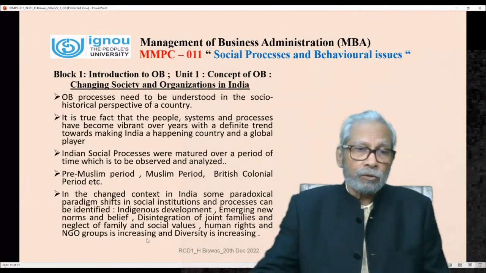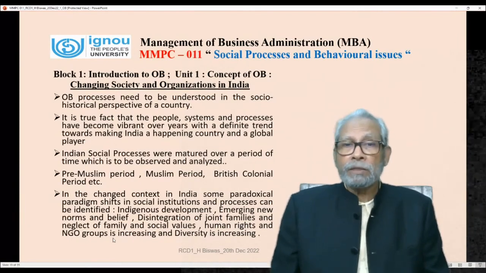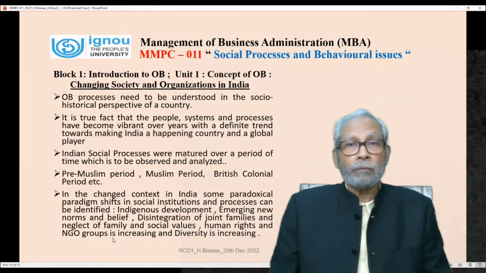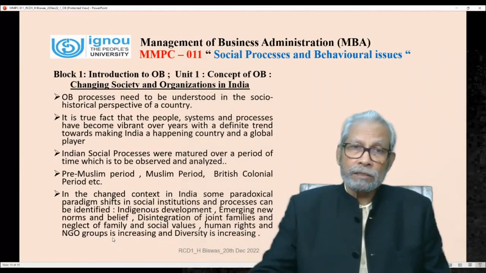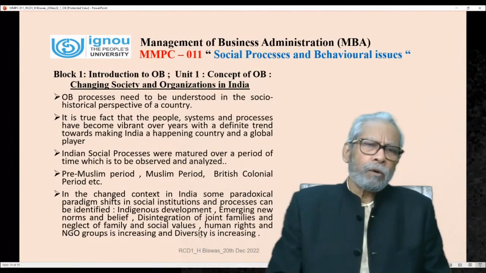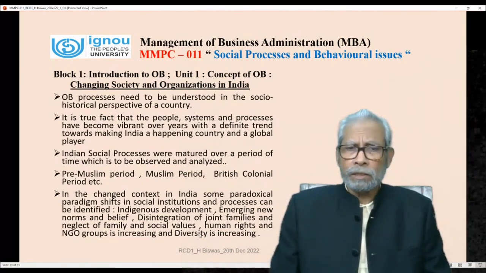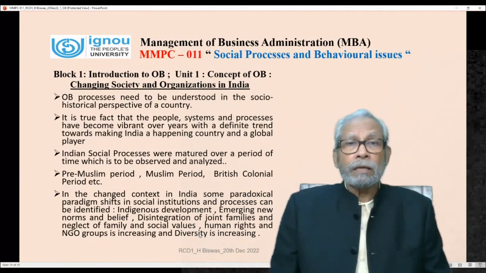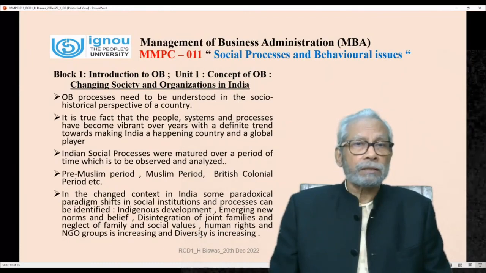Human rights and NGO groups are increasing, no doubt. Earlier people were treated like slaves, and many could not take their rights. Now people are very much aware of their rights. They can go to the court, they can give their grievances, they can complain. Earlier it was not there. These changes are coming. Diversity is also increasing in all respects: age groups, old and young, male-female ratios, and participation of women in service. Cultural diversity is also there, with different cultures. It is increasing day by day.